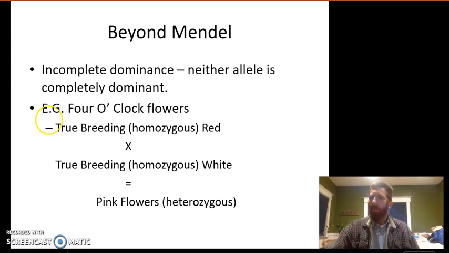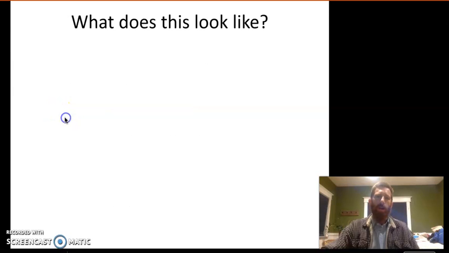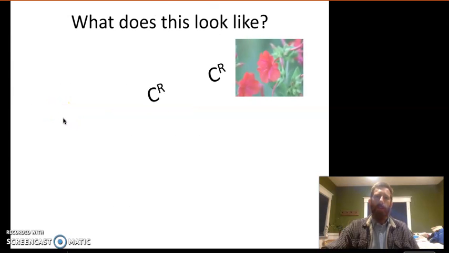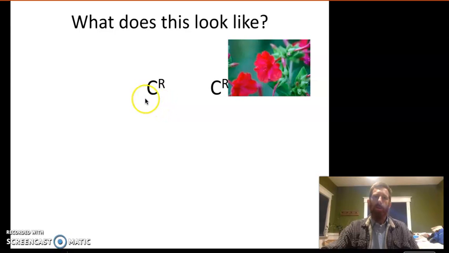So how in the world do we do that? There are different ways to get around that. I like to do it this way. I like to use a base letter. So I'm using C because we're talking about flower color. And then I like to use a superscript to say what the allele actually is.